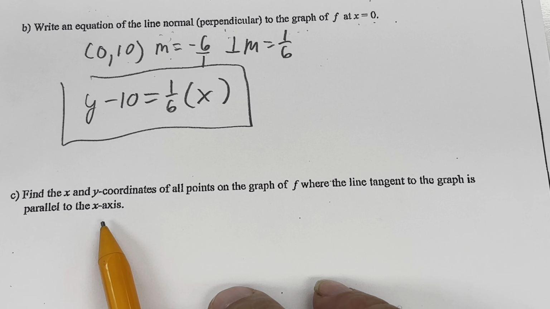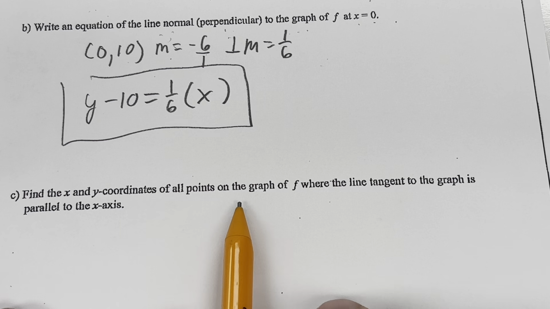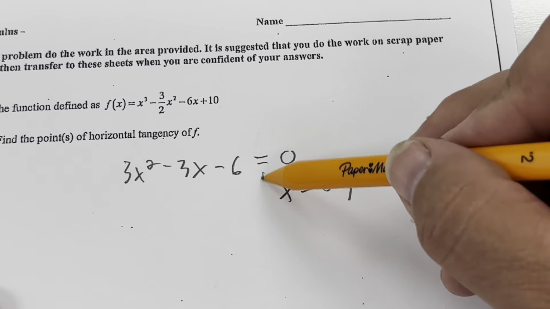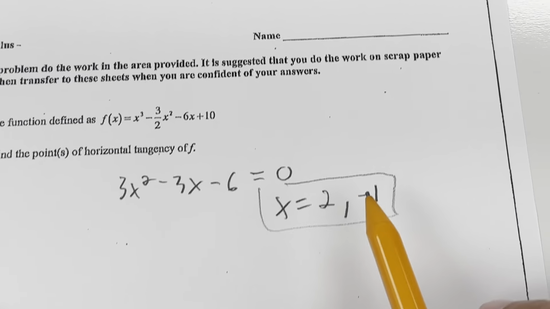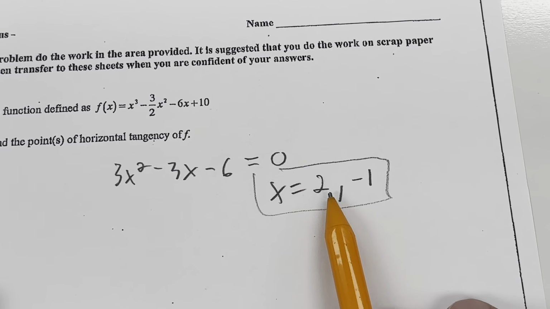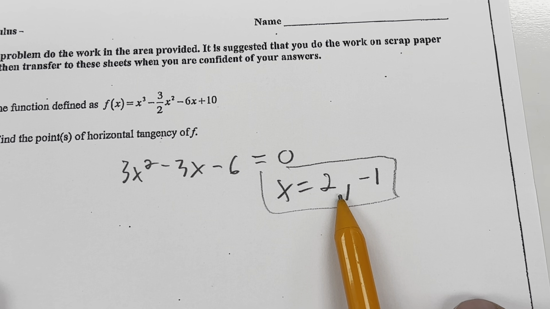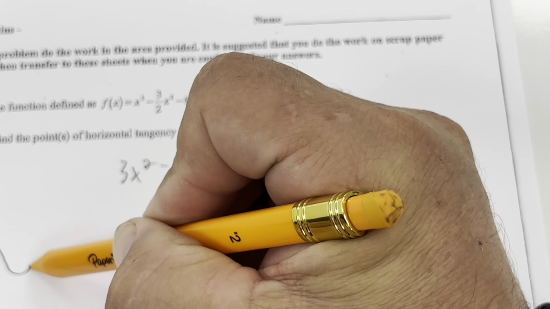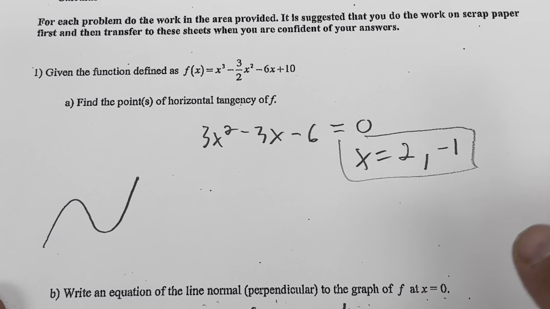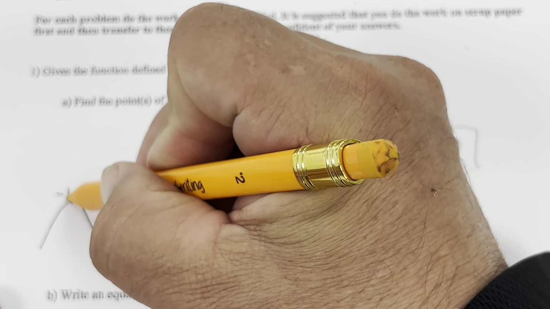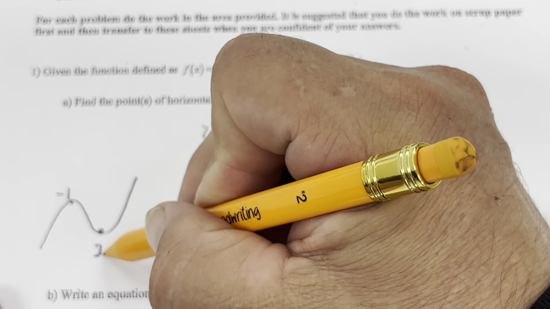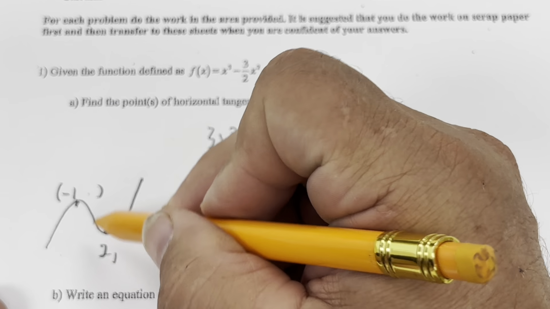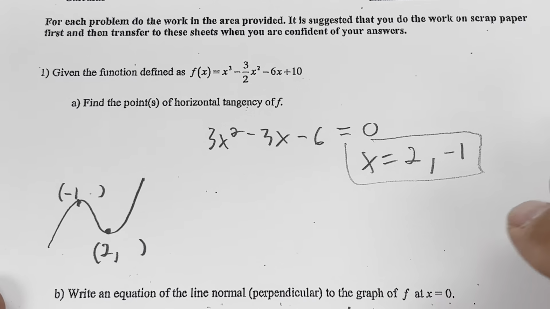Parallel to the x-axis. So find the x and y values of all points. So the x-axis is horizontal, so it's going to be at these values. So doing question C, we need to use these values from part A. So x cubed, we should know, looks like this. And negative 1 is going to be over here, and 2 is going to be here. And they want to know what the y value is. So when I plug negative 1 in, it'll give me the max value, or relative max. And when I plug in 2, it'll give me the relative min value.